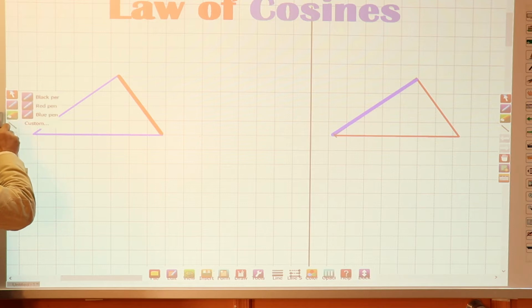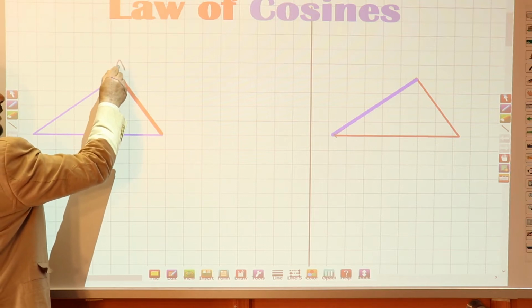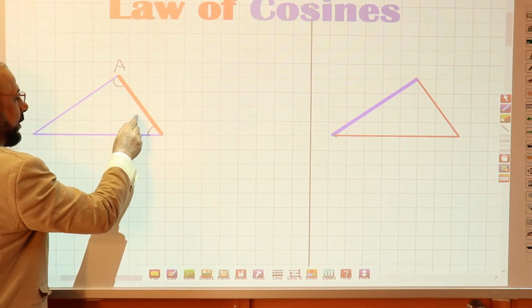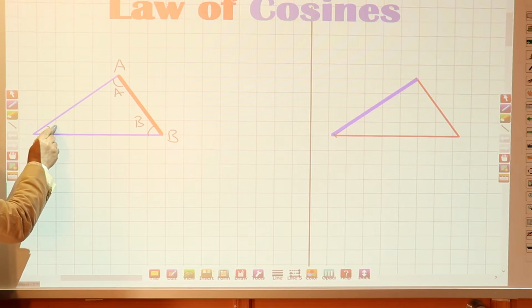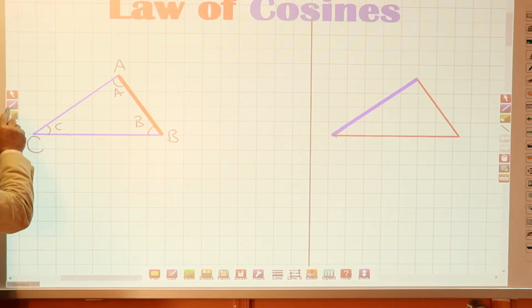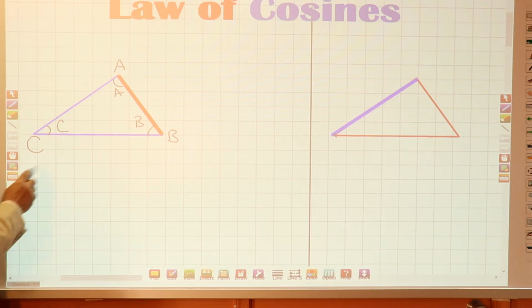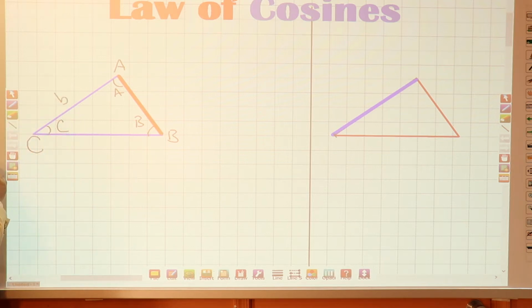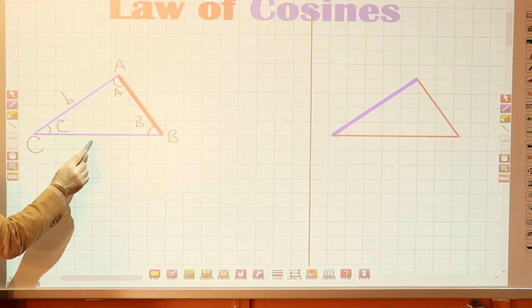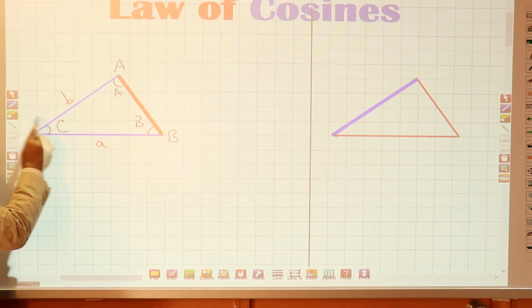As we mentioned before in law of sine, the angles are in uppercase: angle A, angle B, and angle C. Now look here: the opposite side for B is lowercase b, the opposite side for A is a, and this side is c.